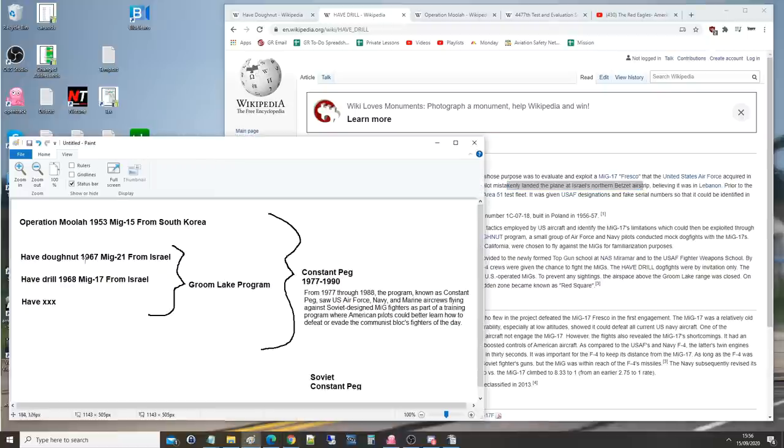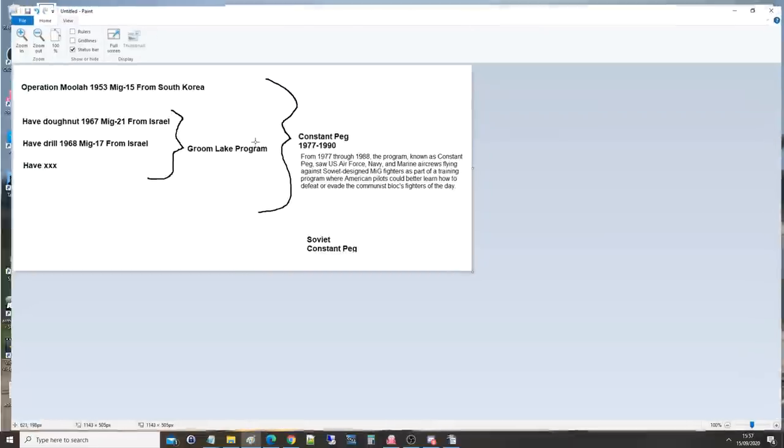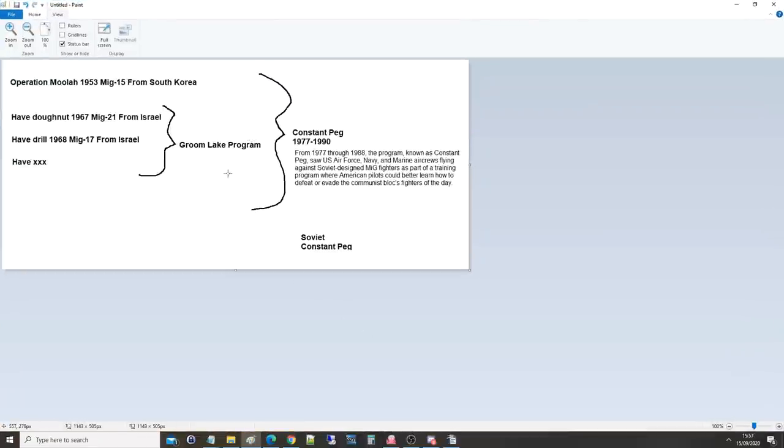And as we show here, there were several other HAV programs in the 60s and 70s and up to 1980, I believe it was. You can see Drill there. You can see Donut there. We've got Boxer. We had a MiG-23, another MiG-21 there. Shenyang J-6 there. We had an East German MiG-29 there. These are ones that need looking at. We need to do videos for them. PAD, MiG-23. Privilege, Shenyang F-5. Egyptian Su-20 and so on. These HAV programs are labeled under the operation of the Groom Lake program.